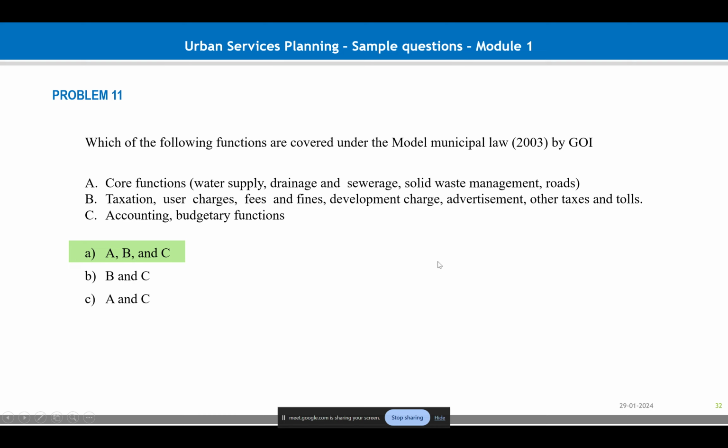But the main power of tax collection has now, under GST, gone back to the state and the center, and the power which the municipalities before had on setting the revenue and all that has been a bit more limited right now. So that's why this is specifically mentioned, that under this law of 2003, these all are there.